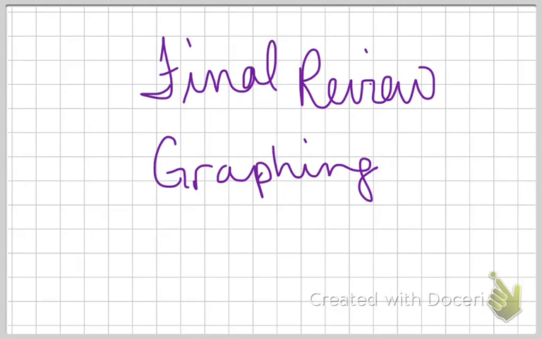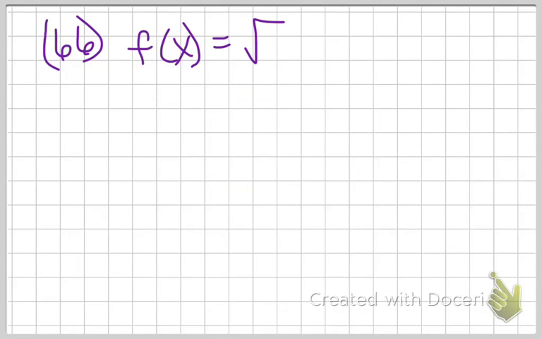This is the final review graphing portion. It's the end of your final review. We're going to start with problem number 66, and we're going to be graphing f of x equals the square root of x plus 2.